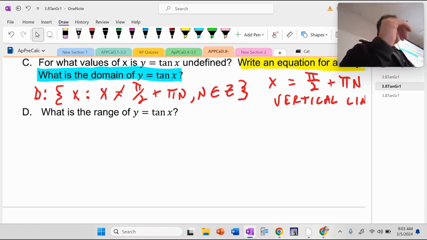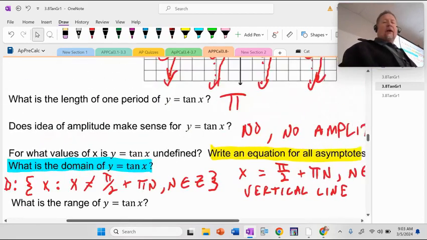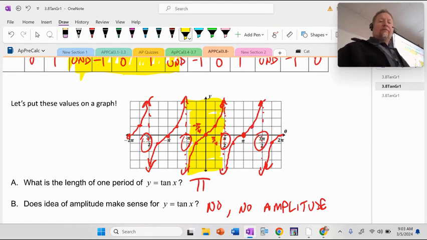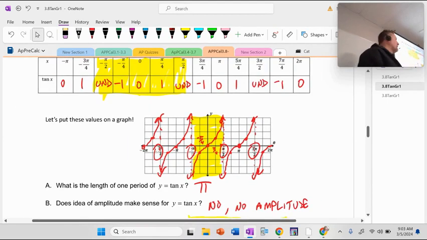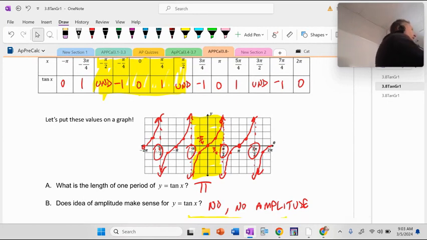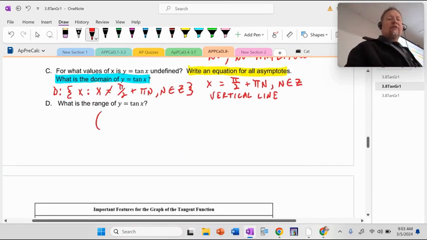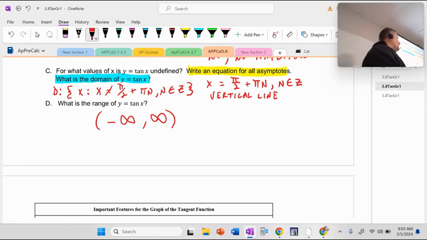All right, and then what's the range? What are the y values covered by one graph? By the way, I did want to denote this in the charts. That's the one period from the chart that I highlighted. But just look in that picture, what's covered for y? All reals. This is always going to be the case. It never changes. I don't care what I do to the tan equation. This is it.